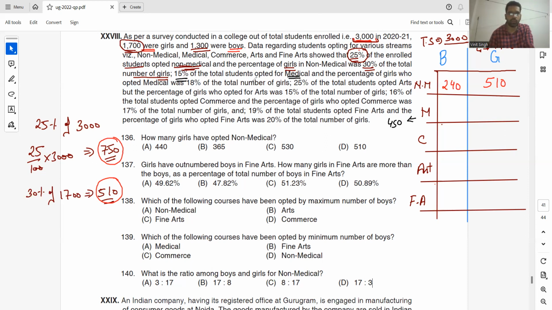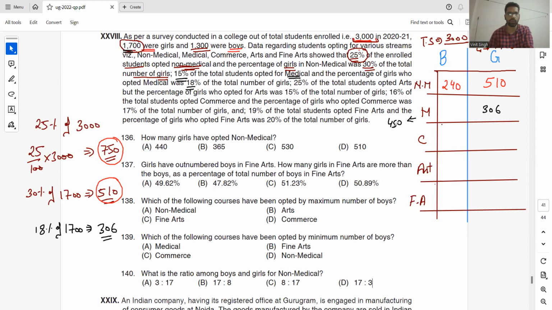And the percentage of girls who opt for medical was 18%. So 18% of what? 18% of the number of girls, 1,700. So 18% of 1,700 is equal to... sorry, not 255. When we multiply 18 upon 100 into 1,700, which is equal to 306. In medical, the number of girls is 306.